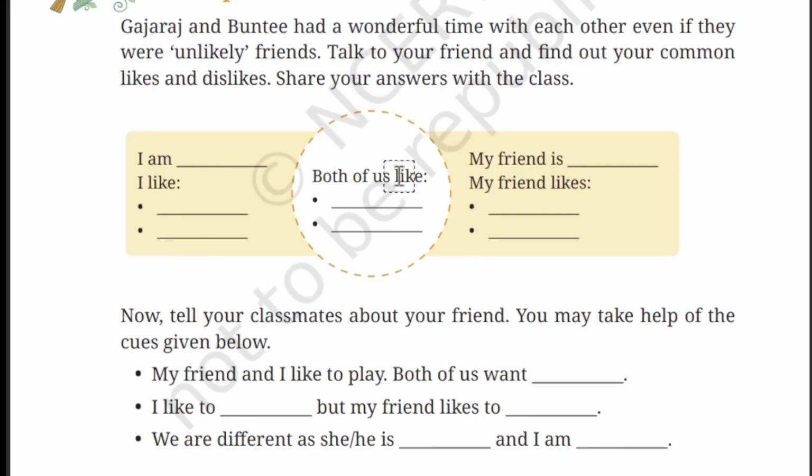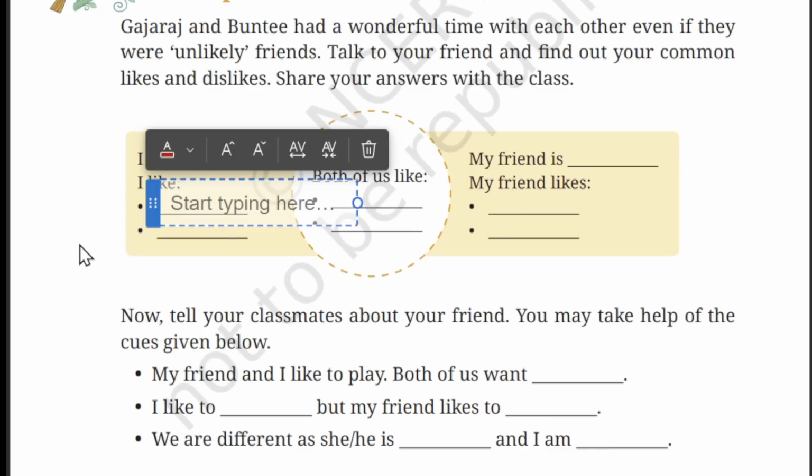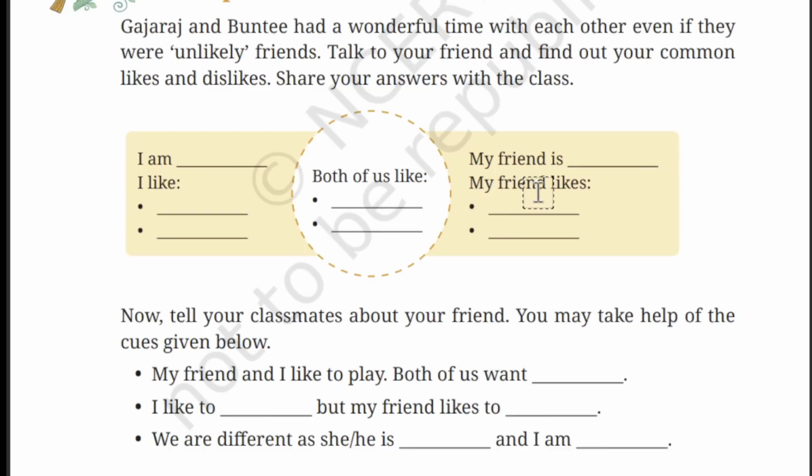Okay. Both of us like what? Like when you share your pencil or when you share your lunch or when you share stories, you have to write it here. I am, you have to write your name, and my friend is, you have to write your friend's name. Like and unlikely. So what do you like more about your friend? He's naughty, or he's playful, or he dances well, and my friend likes. So you have to write both. Okay, discuss about your friend and complete it.